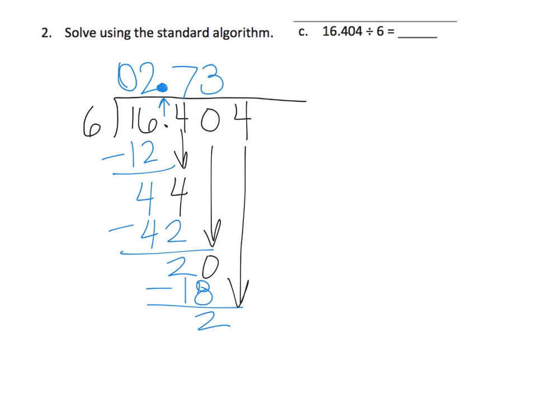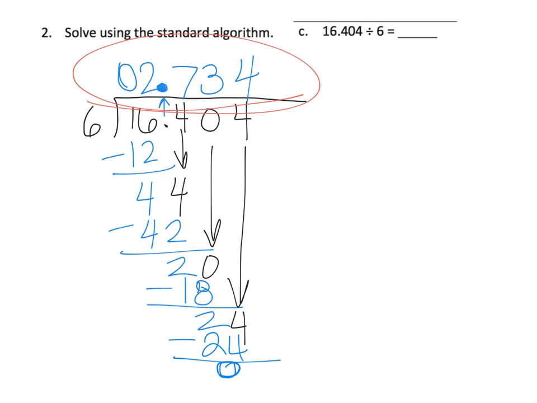So now we're going to have 24 thousandths, and those 24 thousandths can be cut into 6 groups. Each group will get 4 dots, and that means we have no dots left over, and we are officially done, and the answer is 2.734.